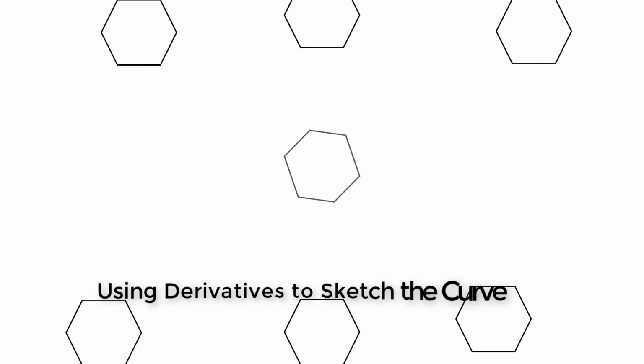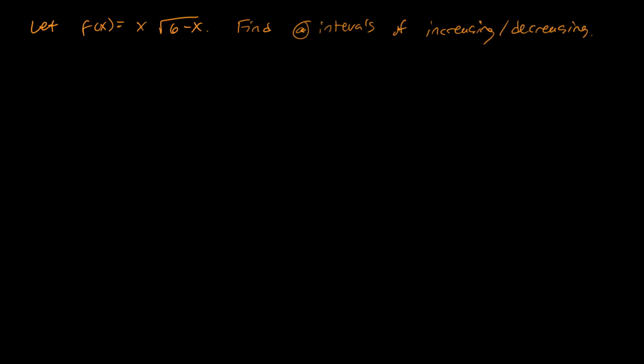We have an example of a function here where we want to find the intervals of increasing and decreasing, and we're going to find some other things as well: local min, max, concavity, inflection points, and then use that information to sketch a graph. But first of all, let's find intervals of increasing and decreasing, and the way we do that is by looking at the derivative.